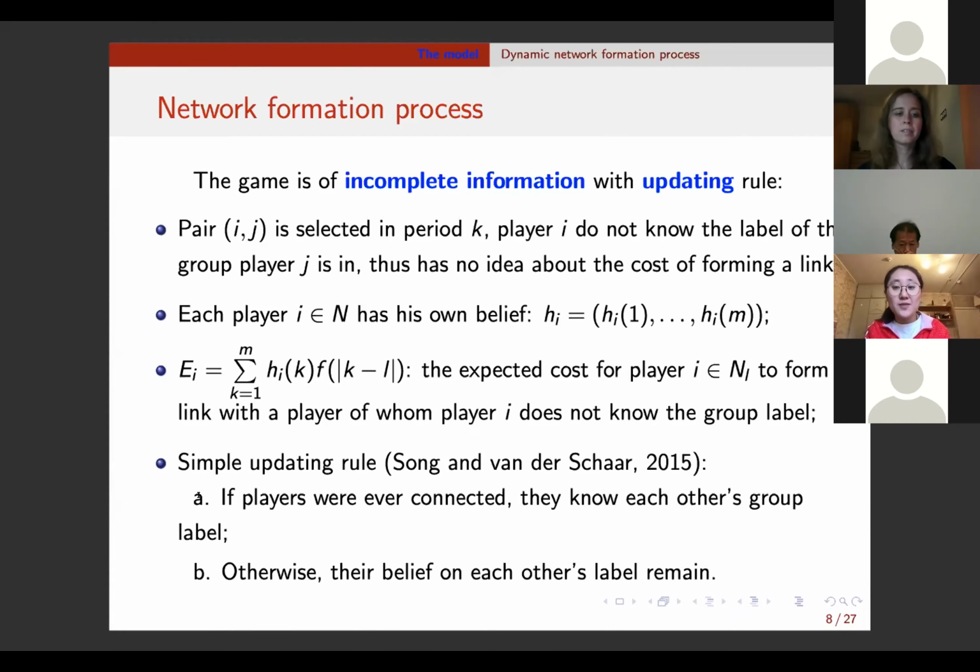There is an updating rule. It is called the simple updating rule. If the players are ever connected, they will know the exact label of each other. Otherwise, their belief or knowledge just remains the initial one.